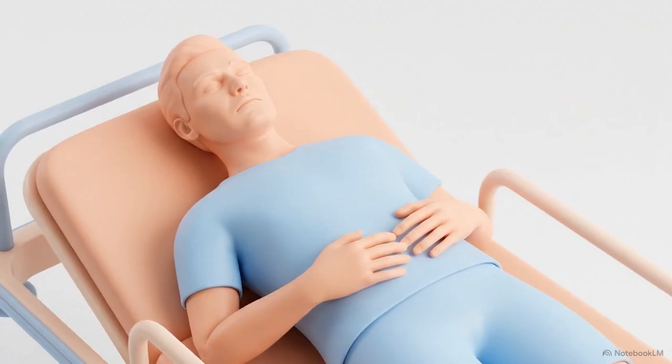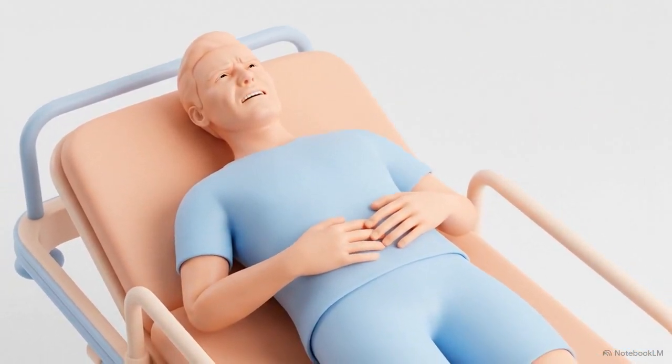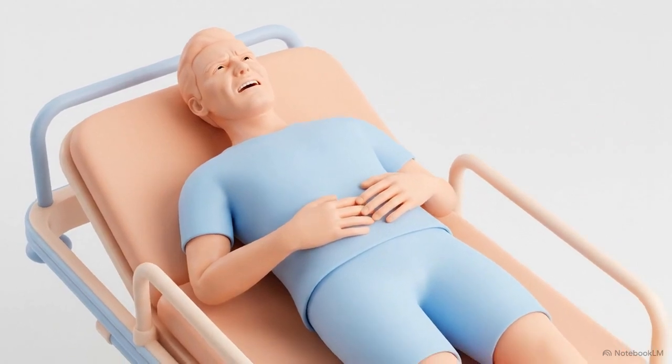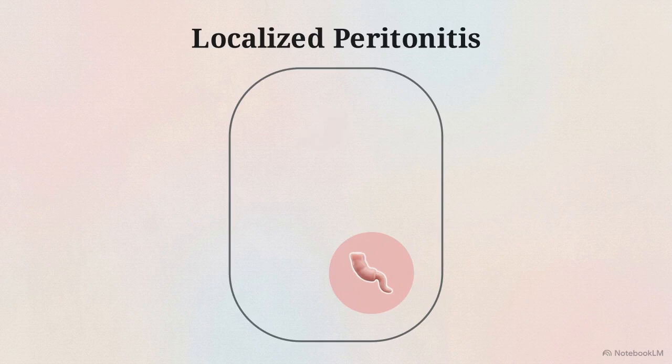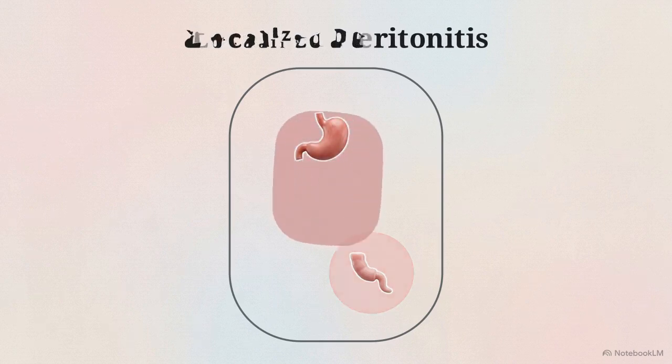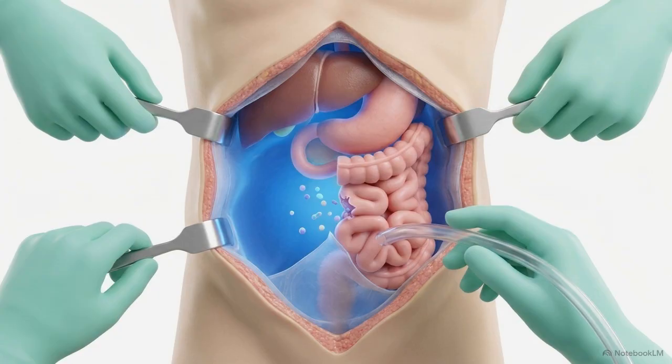The patient's physical presentation reflects this biological insult. They develop a severe acute abdomen, marked muscular rigidity, and rapid progression into systemic shock. Structurally, this breach can remain confined to one region, presenting as localized peritonitis, or if an ulcer spills freely, it causes generalized peritonitis, spreading the infection throughout the entire cavity. Secondary peritonitis represents a catastrophic structural failure, requiring immediate mechanical or surgical intervention to close the hole and wash out the cavity.